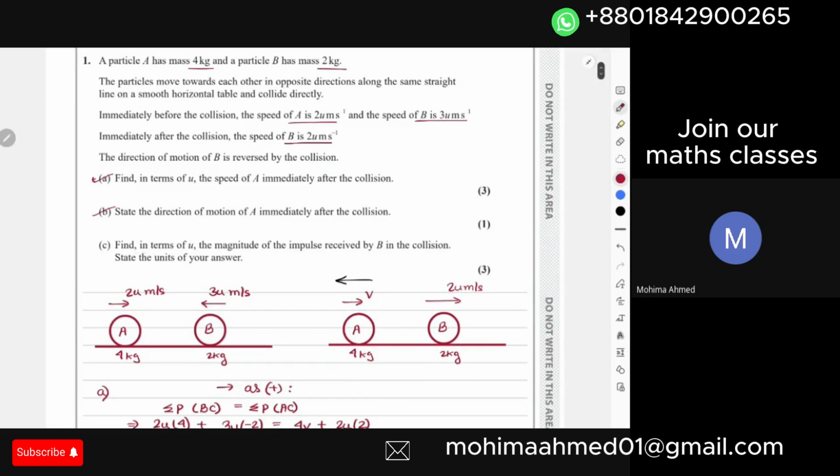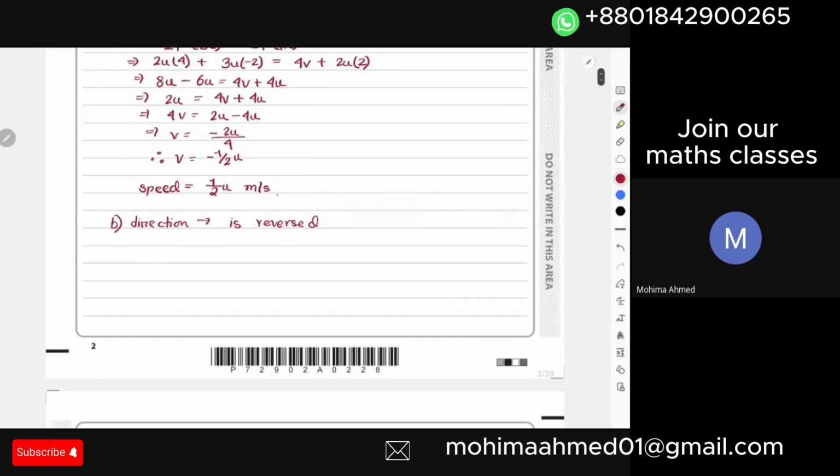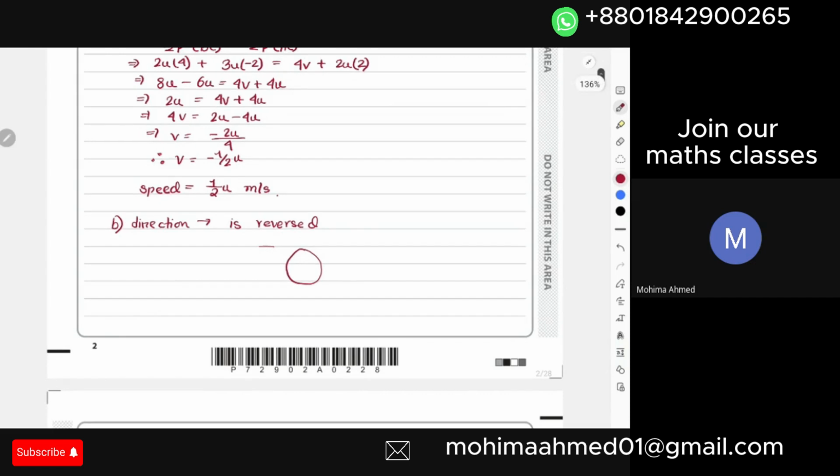Finally, they're saying in terms of U, find the magnitude of the impulse received by B. You have to understand who is receiving this. Particle B is receiving this, right? That means obviously I'm going to use particle B's information. Before collision, it was traveling to the left-hand side with 2u meters per second.